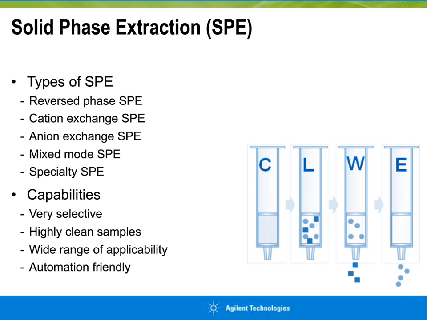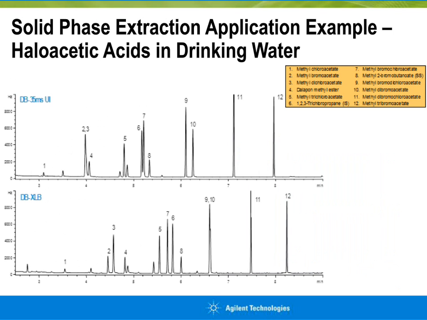For this example, this is an anion exchange column, Bond Elut SAX, used to prepare drinking water for the analysis of haloacetic acids. Two different GC columns were used to compare resolution and suitability for the method. The results shown here are a fortified reagent blank at 10 nanograms per mL. The Bond Elut SAX even gave excellent recoveries for the trihalo compounds, which are known to be problematic, as has been pointed out in the literature.